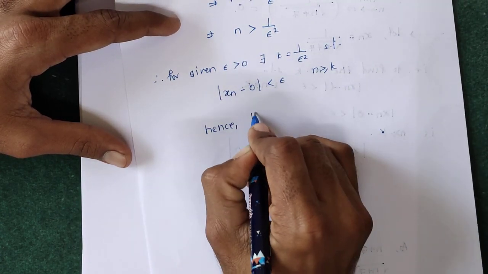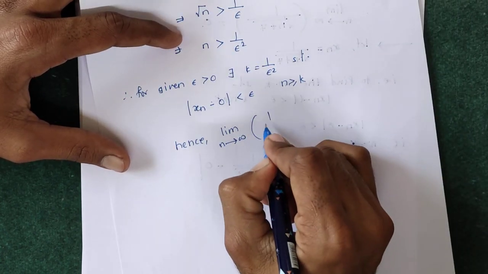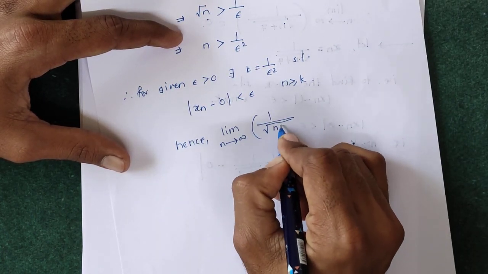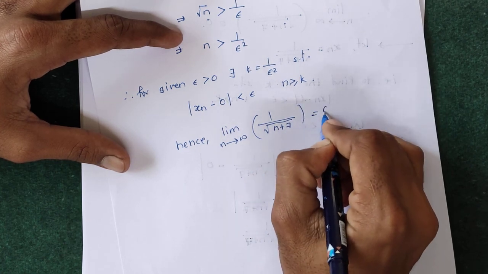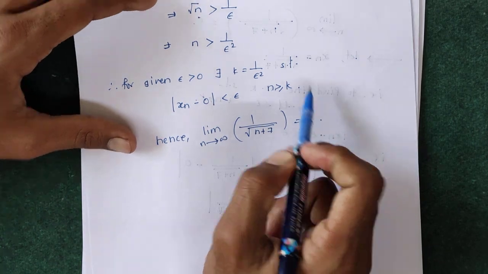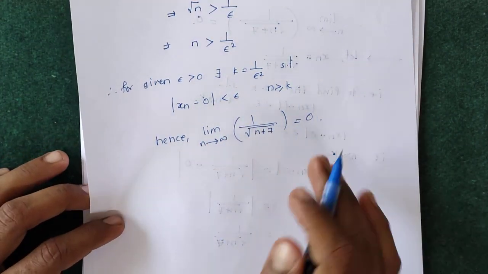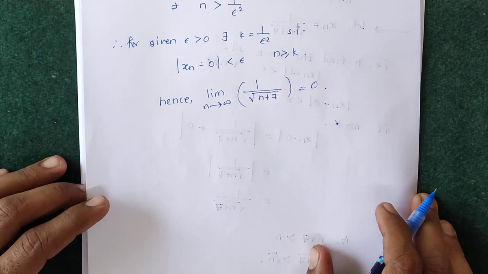Hence the limit as n tends to infinity of the sequence 1 upon square root of n plus 7 is equal to 0, because for L equal to 0, we get the value of k, which is equal to 1 upon epsilon square. So this limit is 0.